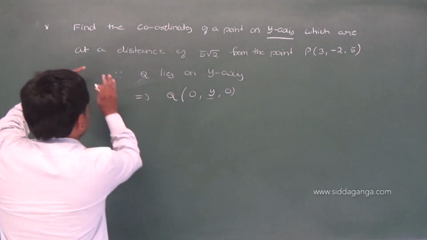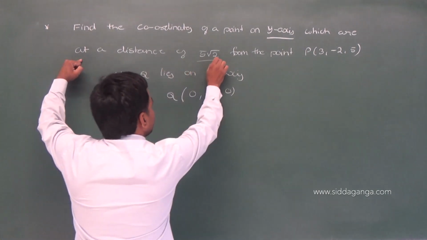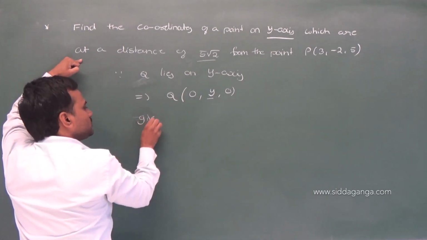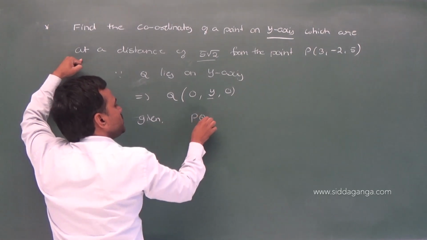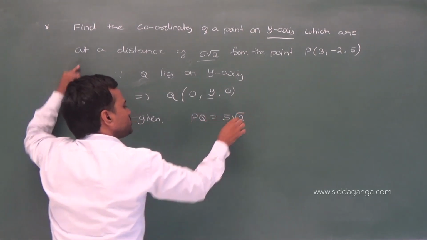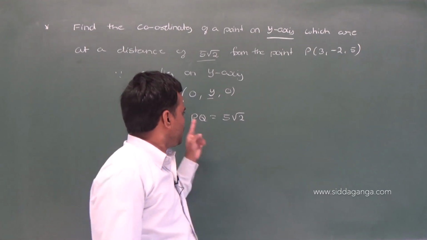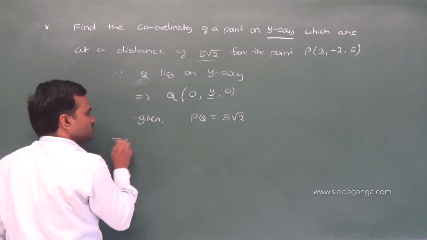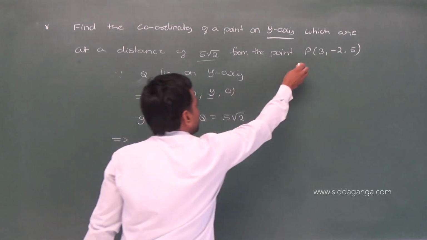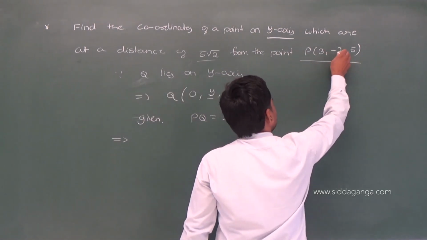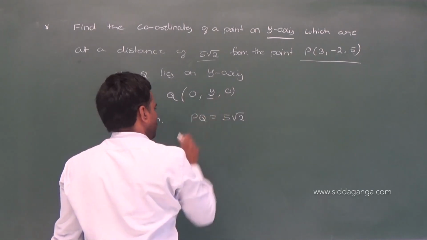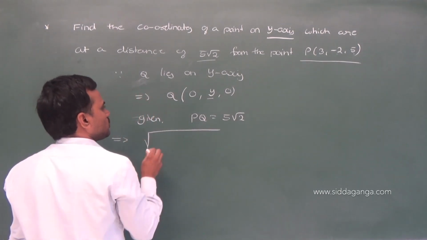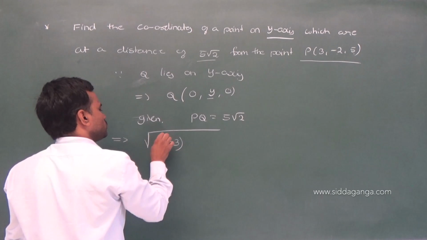For that, observe next. It is at a distance of 5 root 2 from the point P. That means given PQ is equal to 5 root 2, correct? Distance from P to Q is 5 root 2. That implies, using distance formula, P point given is 3, -2, 5. Q point is 0, y, 0. PQ, distance formula, square root of x2 minus x1 whole square, 0 minus 3 whole square, correct?